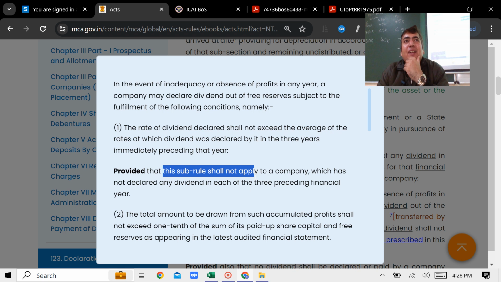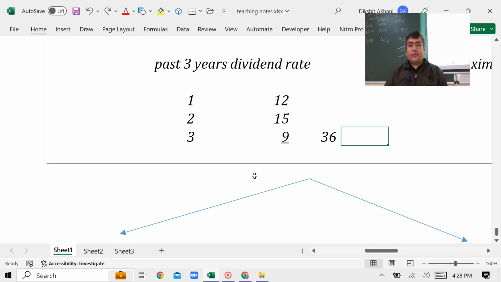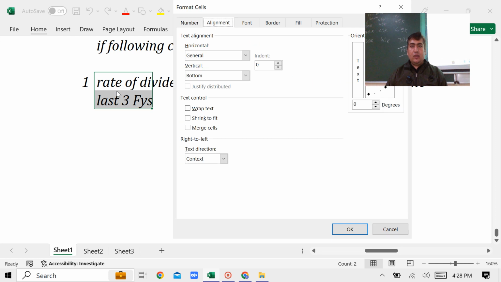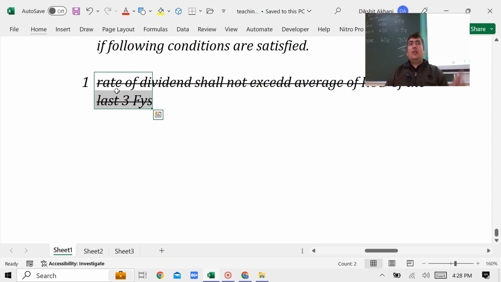Start your calculation from the second condition. Are you getting my point? So this condition will be excluded. I can put it like this: this will be excluded only if in these 3 financial years there was 0, 0, 0.